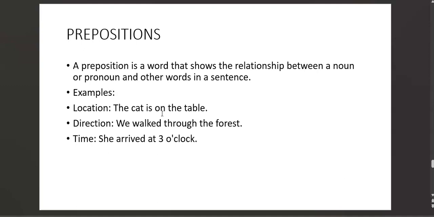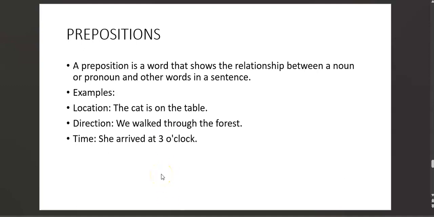For example, the cup is under the table. Where is the cup? Under the table. So under is a preposition of place, showing us the position or location of the cup. The book was beside the shelf. Now beside shows the location of the book.